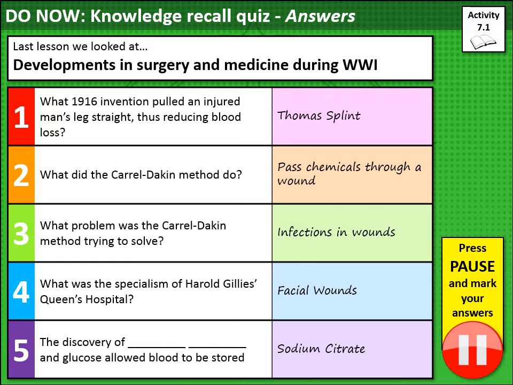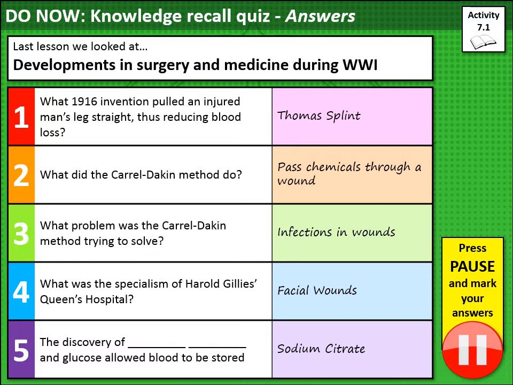Okay, here are the answers to our Do Now quiz. Here's number 1. What 1916 invention pulled an injured man's leg straight, thus reducing blood loss? And you should have got for that the Thomas splint. Number 2, what did the Carroll-Dakin method do? You should have written something like, well, it passes chemicals through a wound. Number 3, based on number 2, is this: what problem was the Carroll-Dakin method trying to solve? And there we say it's trying to solve infections in wounds.